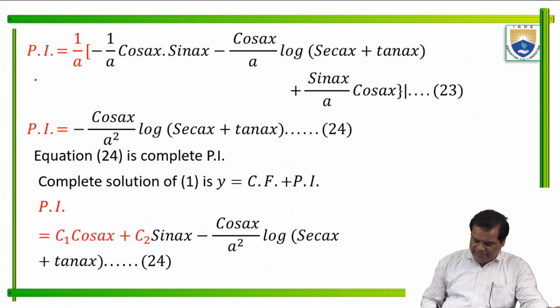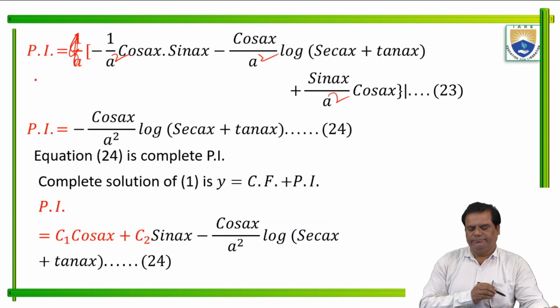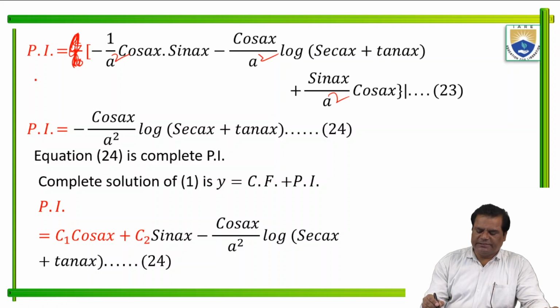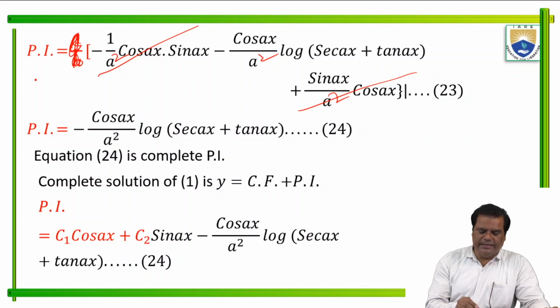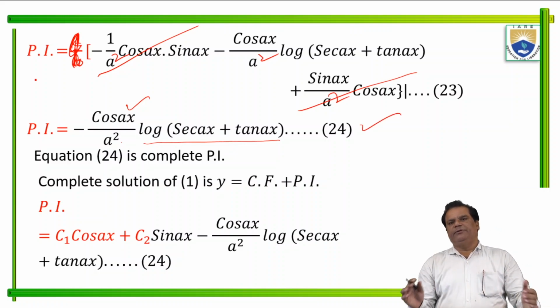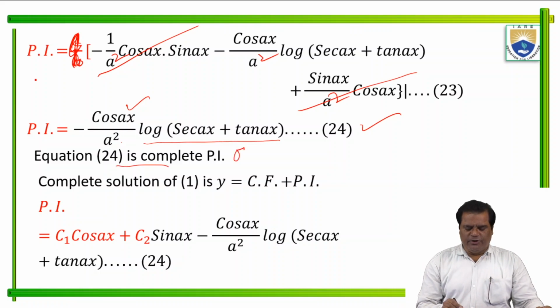So we get the solution: minus 1 upon a square, and multiply here 1 upon a square. This a square and this a square cancel. So now this term is cancelled with this one. Okay, we get only minus cos ax upon a square, log sec ax plus tan ax. So this is equation number 24. This is the complete PI of equation 24, which is the complete PI of equation 1.